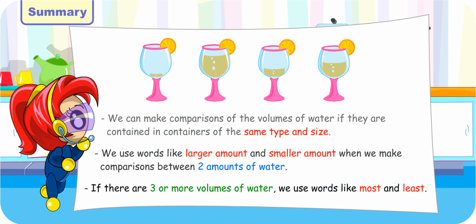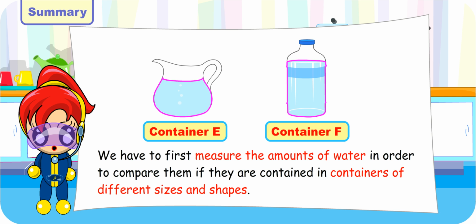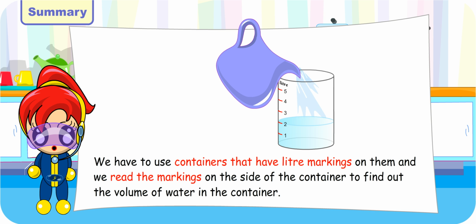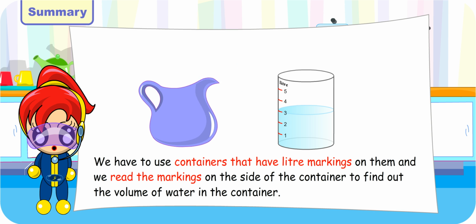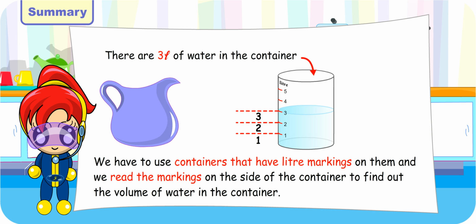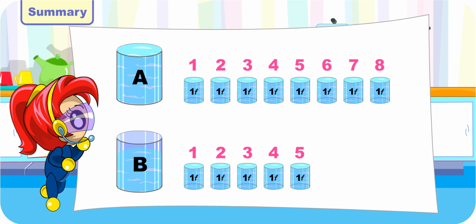We have to first measure the amounts of water in order to compare them if they are contained in containers of different sizes and shapes. How do you measure amount of water, Turbo Girl? We have to use containers that have little markings on them, and we read the markings on the side of the container to find out the volume of the water in the container. Once we have measured the volume of water, we are able to find out which container contained more water. We can also find out how much more or how much less water. Well done, Turbo Girl.